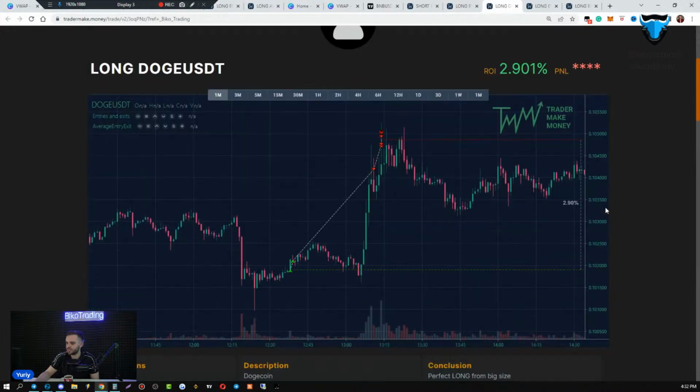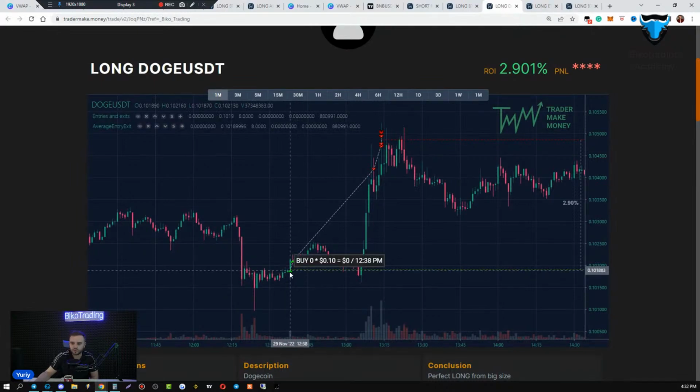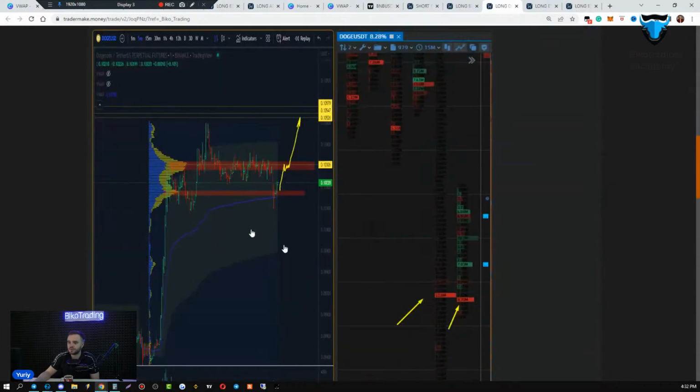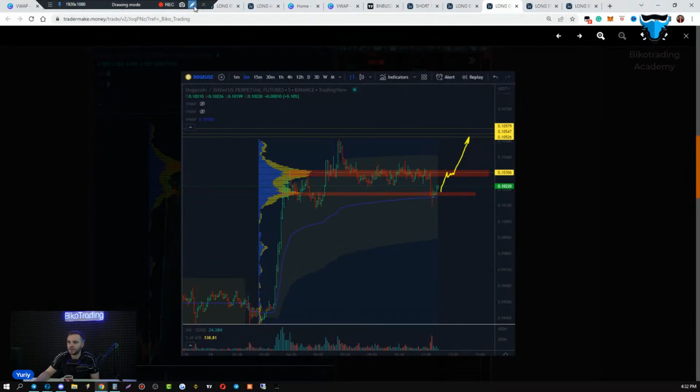Let's do another example. This one, Dogecoin. Have a look. Beautiful trade. What I show you is based on my trade. This example is even better. What happened with Dogecoin? We had a clear, powerful trend. As you can see, price pumped. Secondly, here was a significant volume area on the volume profile. And as you can see, price did what price did.